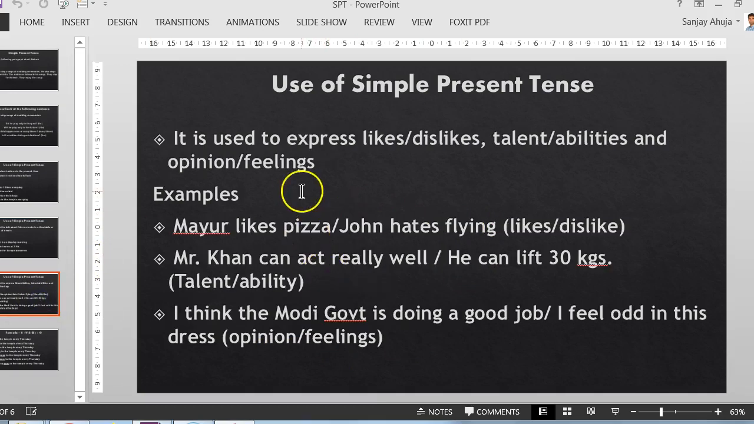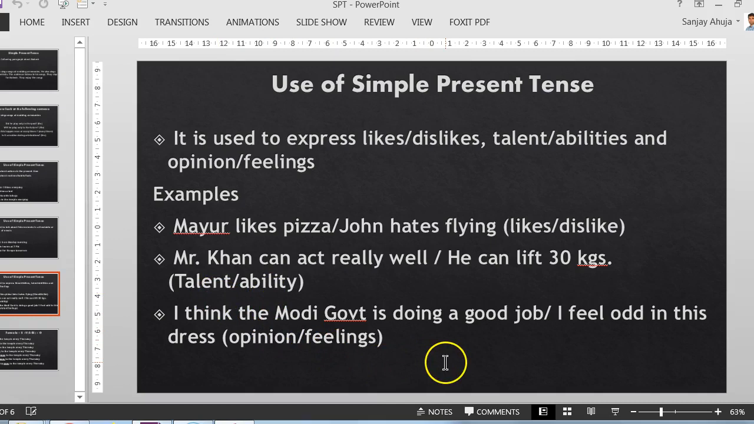Let's go ahead. It is also used to express likes, dislikes, talent, abilities, opinions and feelings. Let's look at some examples. Mayur likes pizza. John hates flying. This is an example of a like and a dislike. Mr. Khan can act really well. He can lift 30 kgs. This sentence is an example of talent and ability.